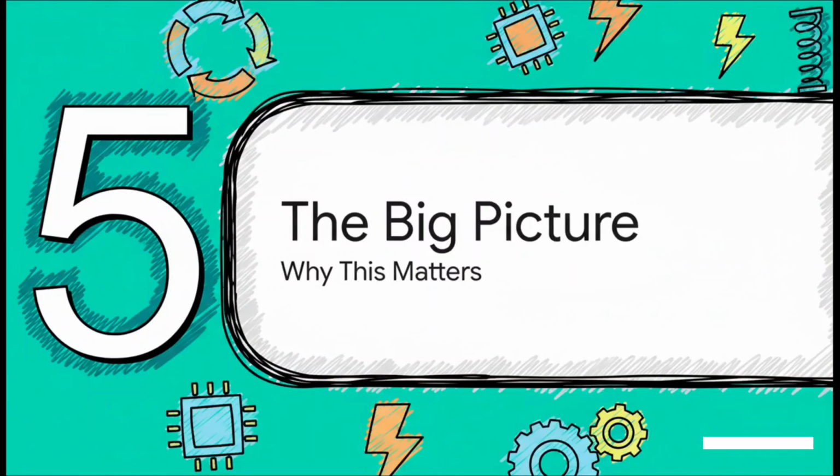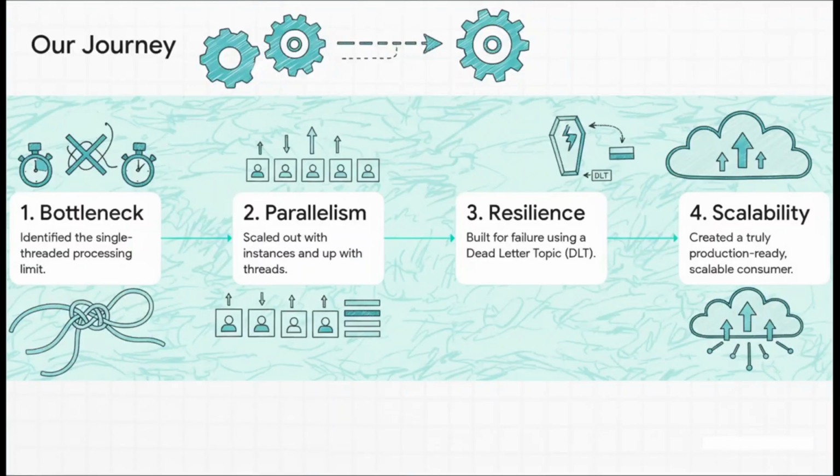Okay, so we've been deep in the weeds talking about concurrency and failures and DLTs, but why is this all so important? Let's take a step back and look at the bigger picture of where our little consumer fits into a modern system architecture. We've actually come a really long way. We started with a simple, single-threaded bottleneck, and we transformed it into a fully parallel, resilient system. We figured out how to scale out, how to scale up, and how to handle failures like a pro. What we're left with is a production-ready consumer that can handle pretty much anything we throw at it.